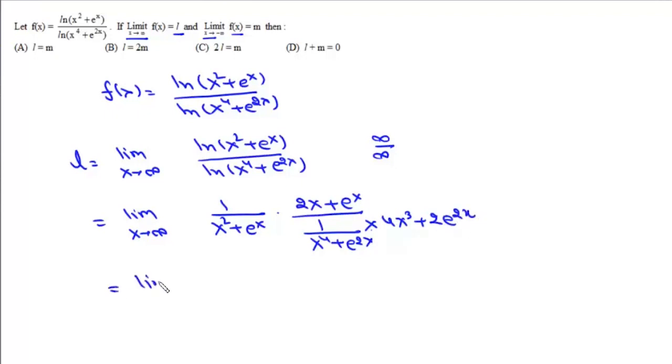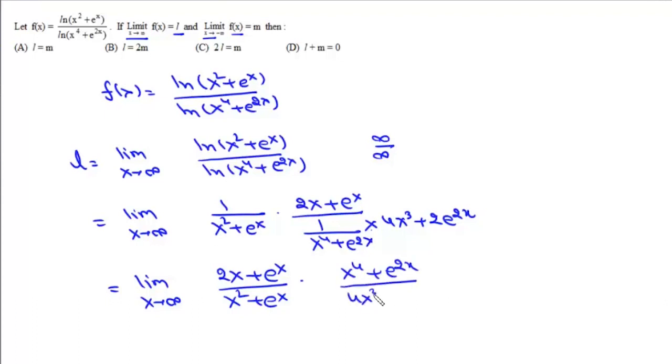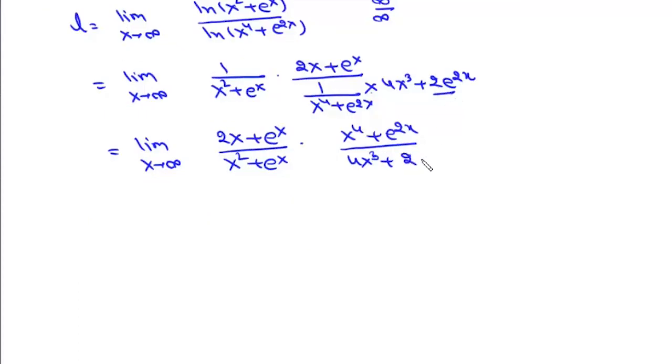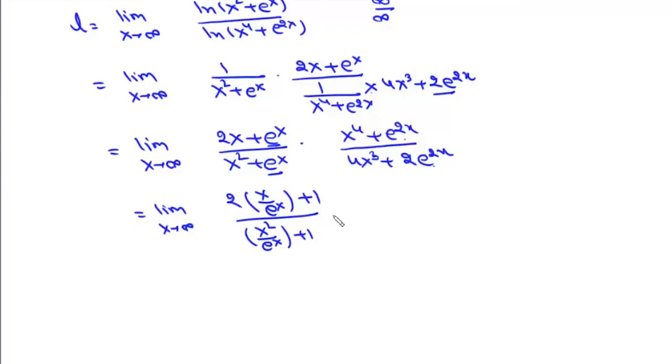Now we can write this as limit x tends to infinity (2x plus e to the power x) upon (x square plus e to the power x) into (x to the power 4 plus e to the power 2x) upon (4x cube plus 2 e to the power 2x). Now here we'll divide everything with e to the power x, and here we'll divide everything with e to the power 2x. So we can write this as limit x tends to infinity (2x upon e to the power x plus 1) upon (x square upon e to the power x plus 1), and here it will be (x to the power 4 upon e to the power 2x plus 1) upon (4x cube upon e to the power 2x plus 2).